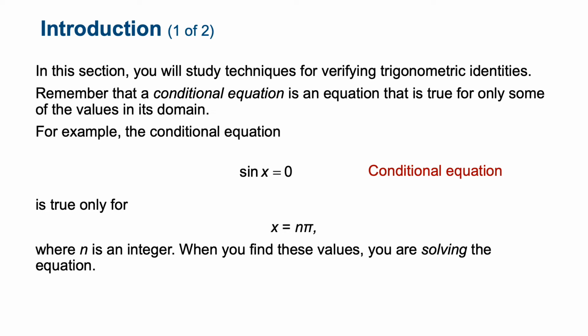So remember, a conditional equation is an equation that is true for only some of the values in its domain. For example, the conditional equation sine of x equals 0 is only true for multiples of pi, so x equals n pi, where n is an integer. When you find these values, you're solving an equation.